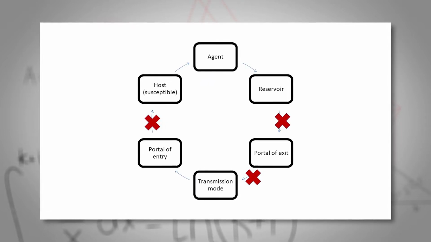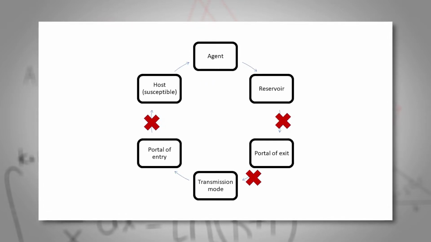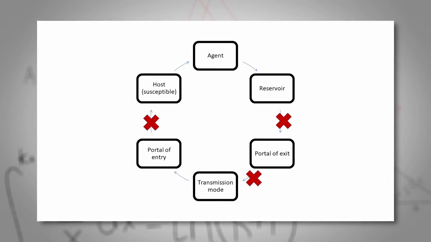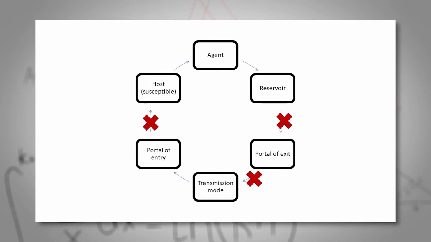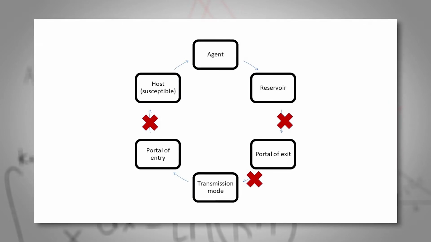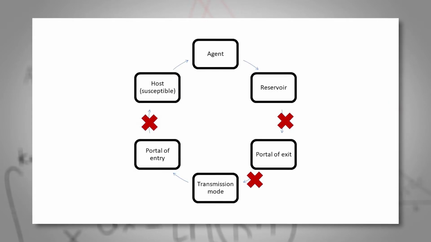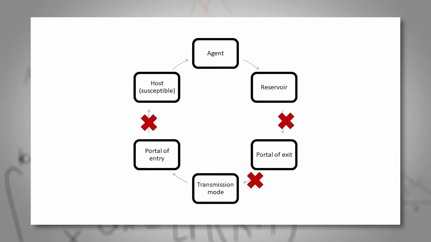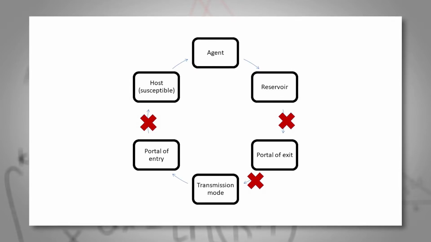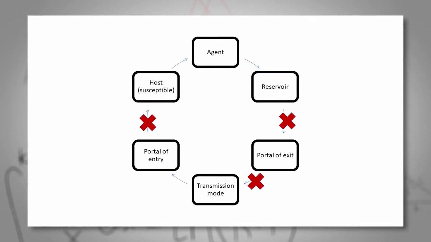You can break the chain in many ways. From the agent to the reservoir section, from the reservoir to the portal of exit, you can stop the agent from leaving the portal of exit. You can stop it from entering the transmission, in this case, the food. Stop it from actually getting into the food or staying on the food, or stop it before the host eats it. There are many ways you can break the chain.